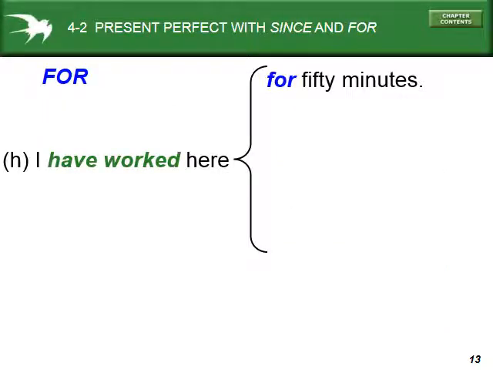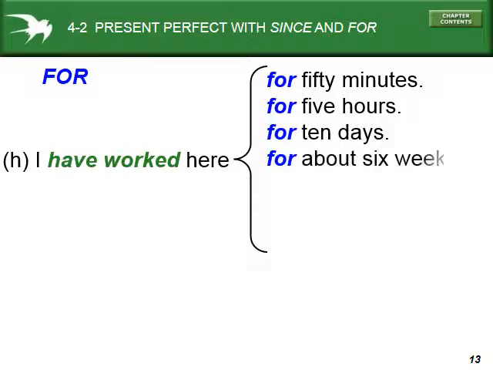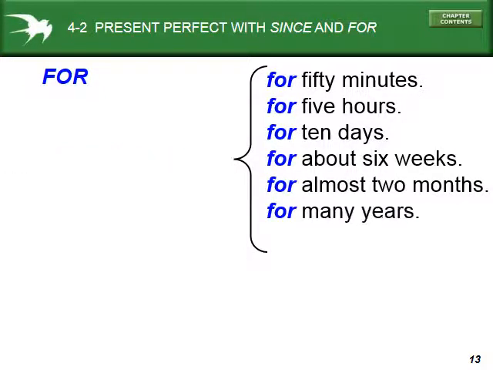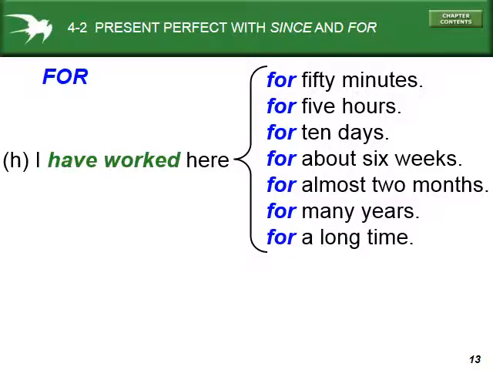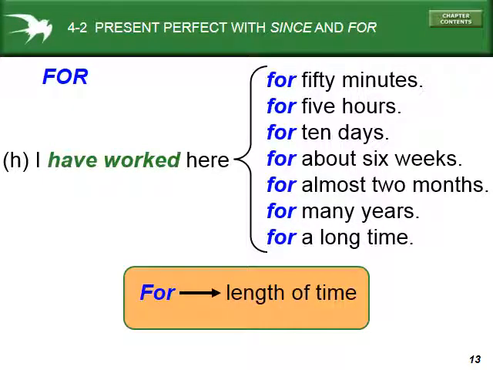So let's talk a little bit about for, and look at how for is different. So it's for 50 minutes, for 5 hours, for 10 days, for about 6 weeks, for almost 2 months, for many years, and for a long time. So after for, rather than having a specific time or date, we have a length of time, a duration of time. So 50 minutes is telling us how long. 5 hours is telling us how long.